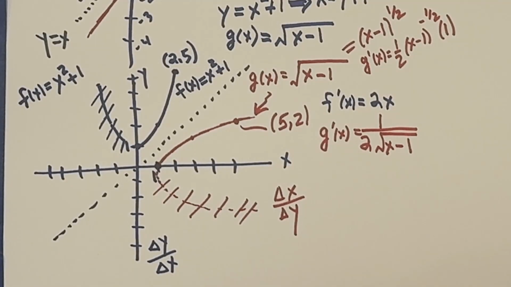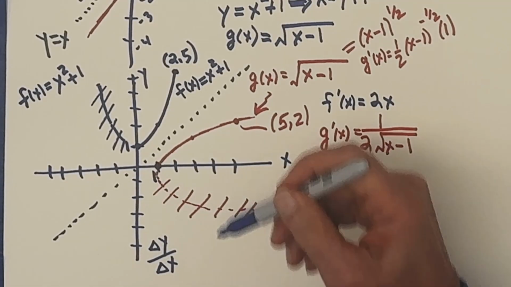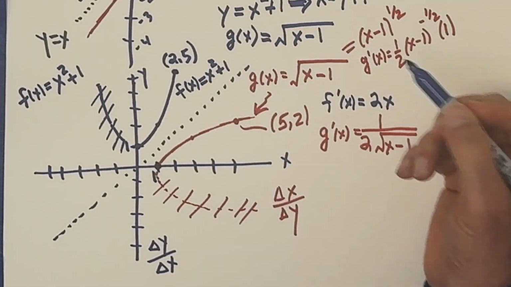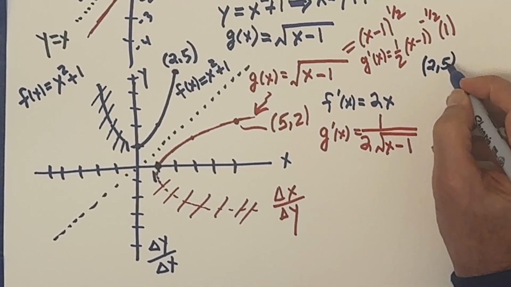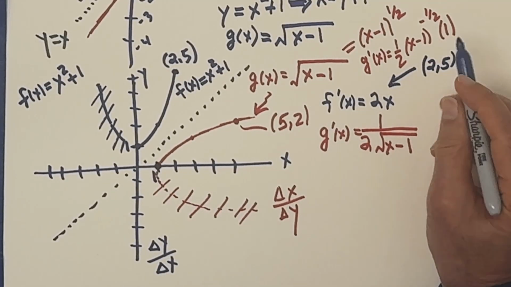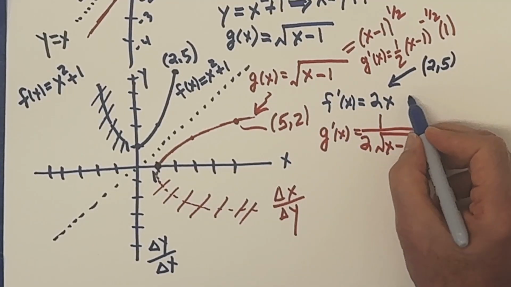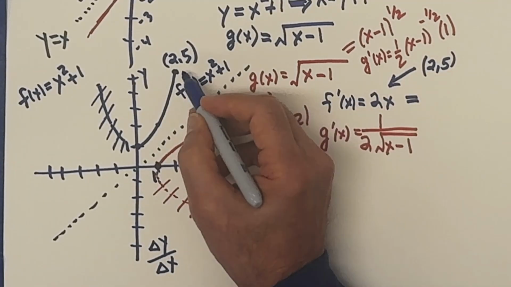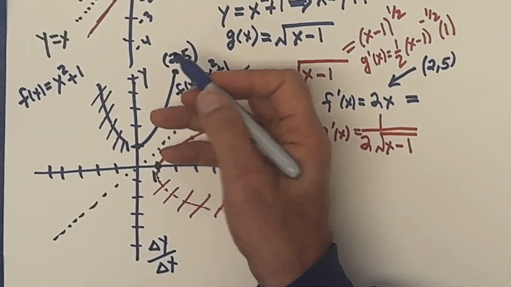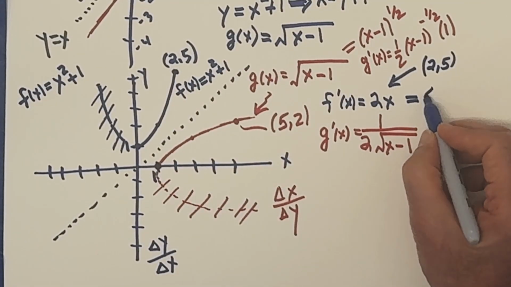So now let's check the derivative of what I'm going to call conjugate points. So for, say, 2 and 5, which is relevant for the f function, you would put the 2 in for the derivative. Look at the point 2 and 5, you would put the 2 in for the derivative, and the derivative is 4.